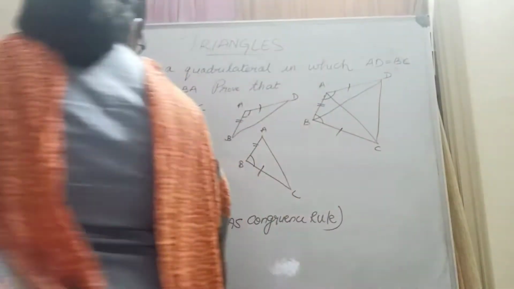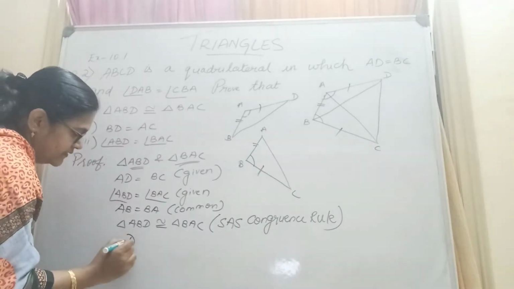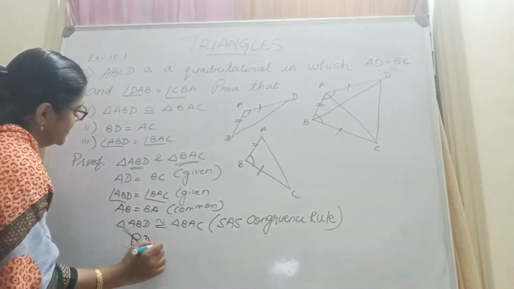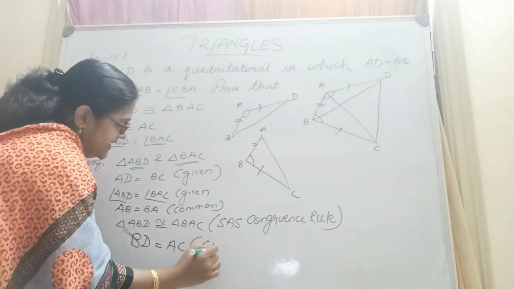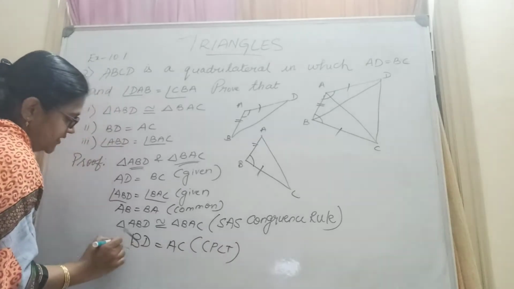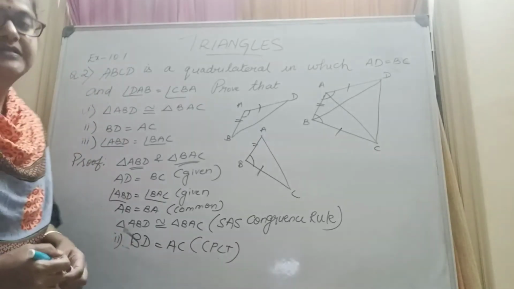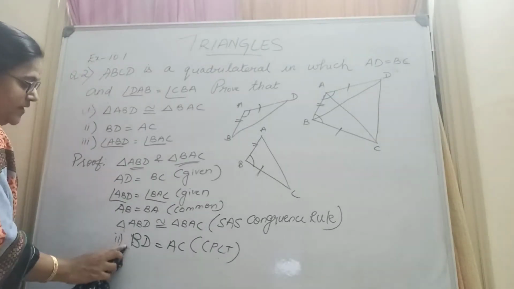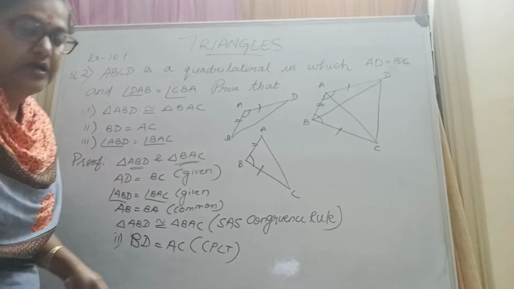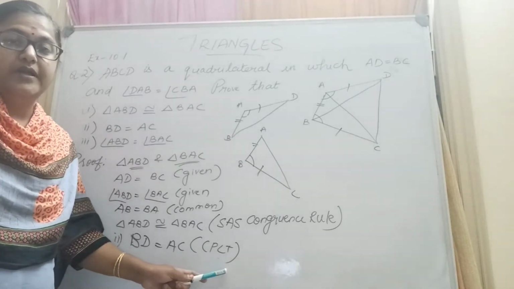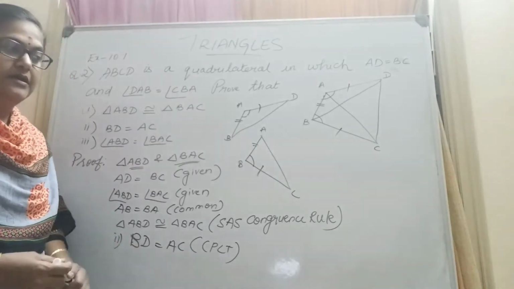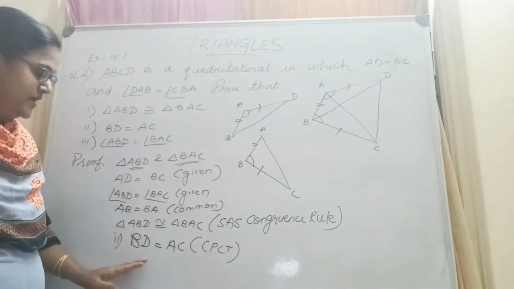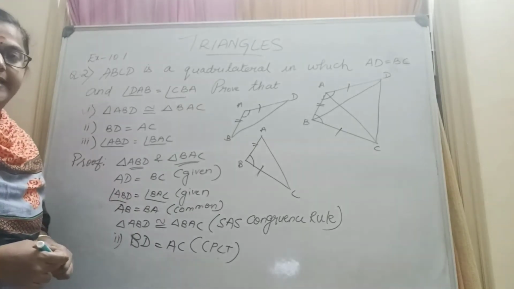that side BD is equal to side AC by CPCT. What is this CPCT? CPCT stands for corresponding parts of congruent triangles. So I have proved that these two triangles are congruent, so obviously the other corresponding parts will be equal. That is how BD is equal to AC.